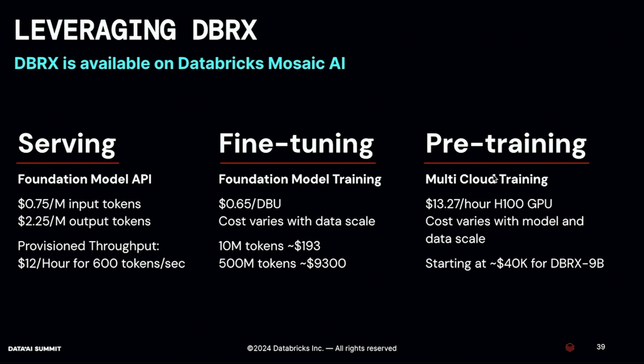And then lastly, pre-training. That's the most expensive option, but one that actually allows you the fullest control of the model. That's available on MCT, Mosaic's multi-cloud training. And of course, the cost varies with model and data scale, but we actually are offering you different sizes of DBRX to pre-train. The smallest one, DBRX 9B, to fully train is going to cost you about 40K. And of course, the larger the model is, the more data, the higher the cost will become.